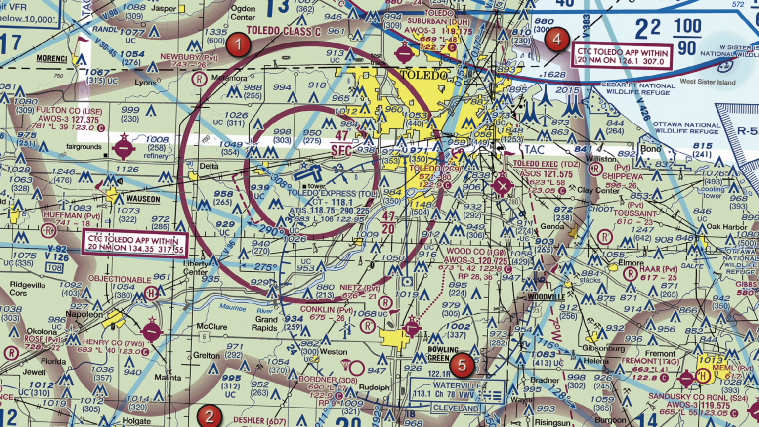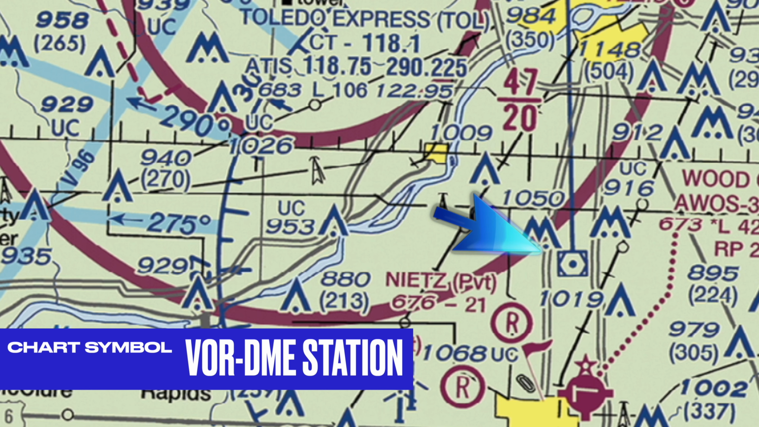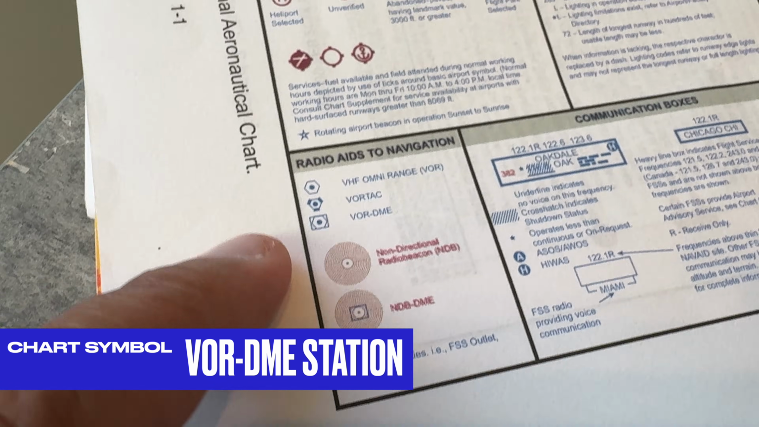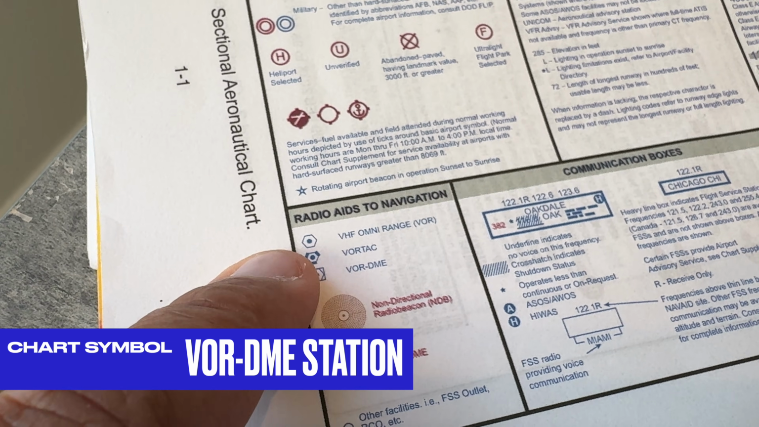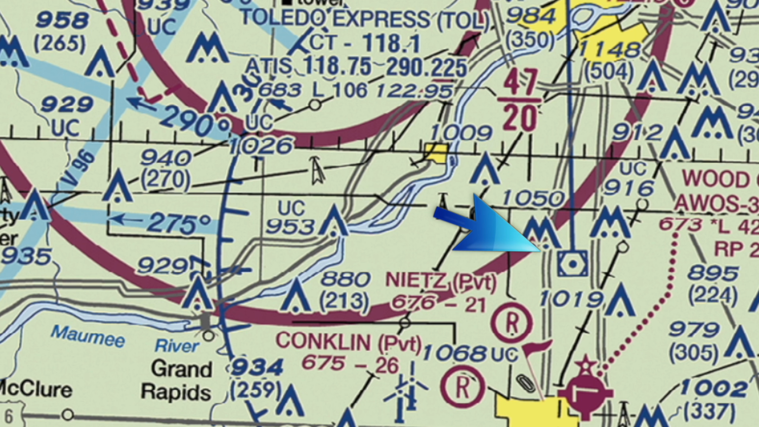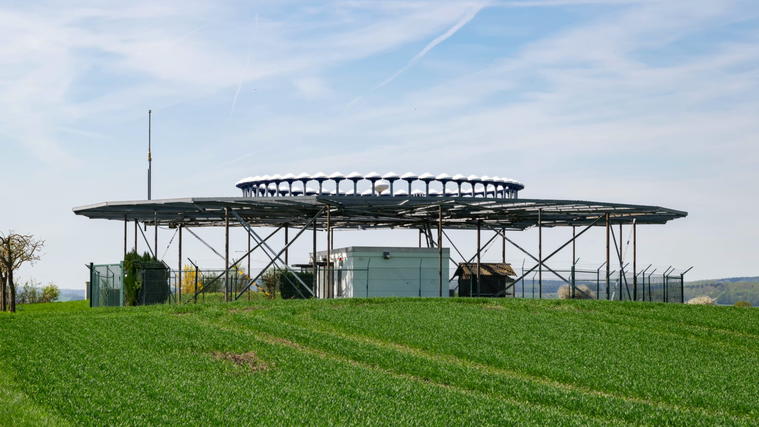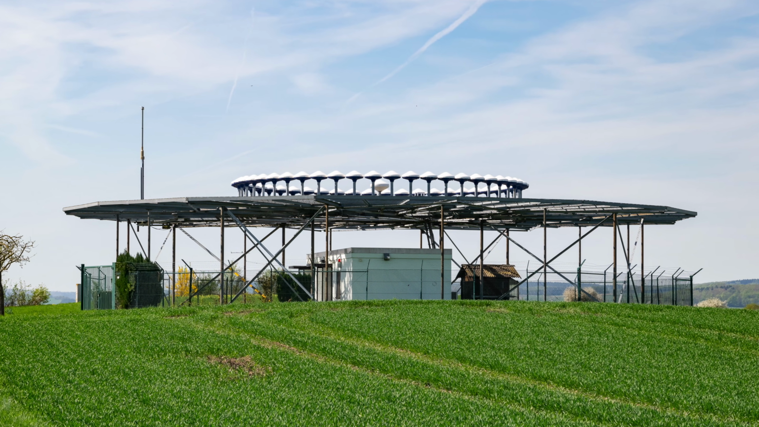And speaking of zoomed in, let's pull closer to see another symbol. This is a VOR-DME station. Now let me tell you what this is. And you'll find this symbol in your legend under Radio Aids to Navigation. This VOR-DME station is used to help pilots determine their position so that way they'll be able to stay on course.